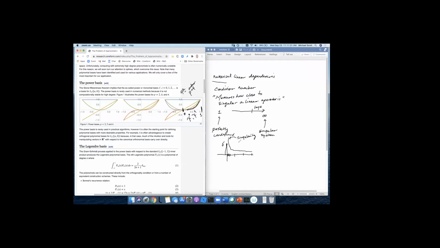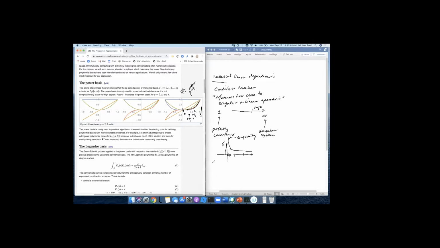Mike? Yep. Can you comment on how mesh refinement might affect your conditioning, and what's the most effective way to increase the resolution of your solution space and preserve a well-conditioned system?